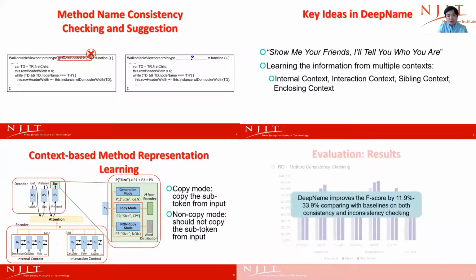After having our approach, we compare it with all the baselines on both the method name consistency checking scenario and the method name recommendation scenario. The results prove that our approach can always perform better than the baselines. So it means that our research is successful and useful.